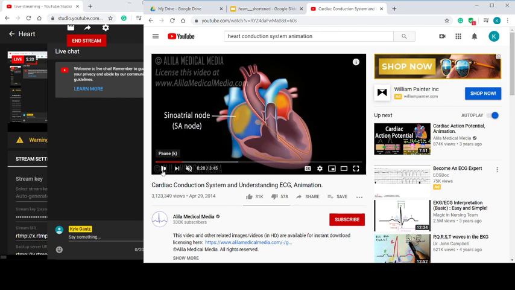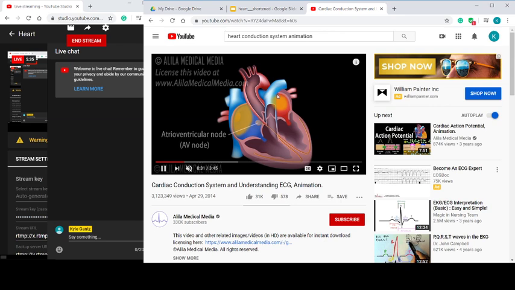All right, so we're going to see it as it spreads through the atria. It's causing the blood to eject into the ventricles. It has not yet hit the AV node. So that depolarization wave is going to continue to spread through the atria until it hits this AV node.